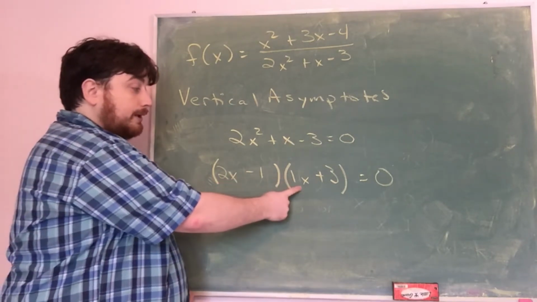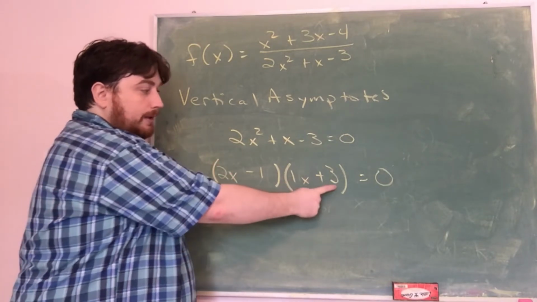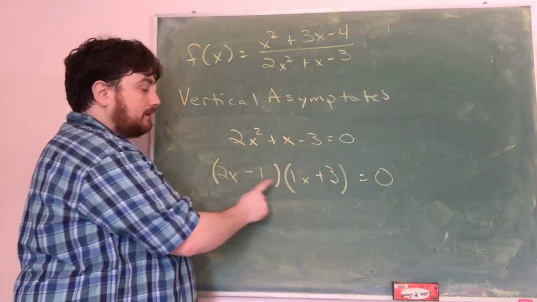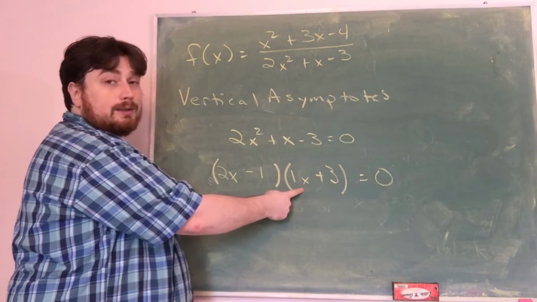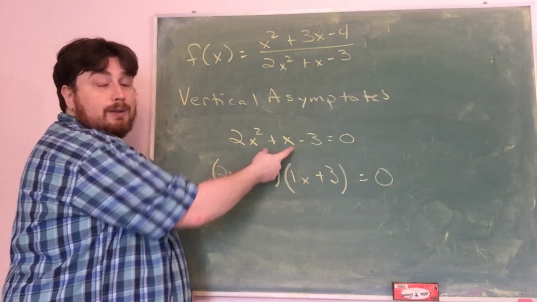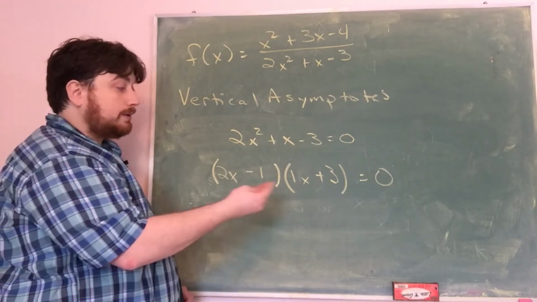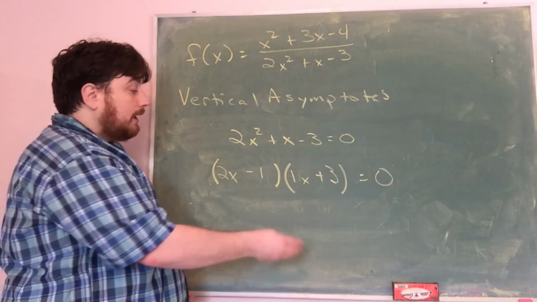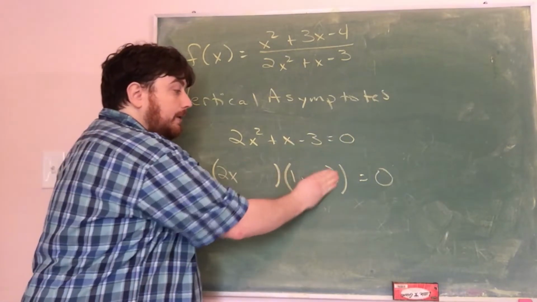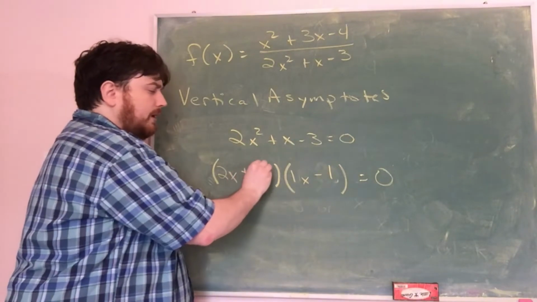So I know 2x times 1x is 2x squared, which works out. And I get 2x times 3 is 6x, minus 1 times 1x is 5x. We wanted positive 1x here, not positive 5x, so that didn't quite work out. So what we want to do is try another combination of these. So I'm going to switch these up, and I'm going to put a -1 here and a +3 here.